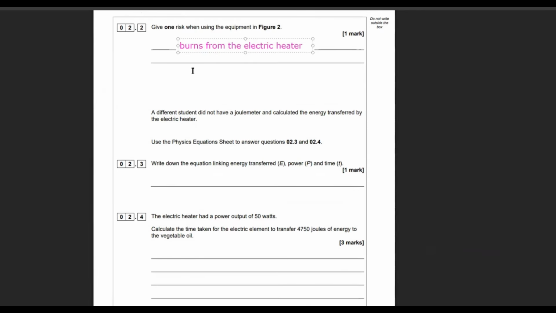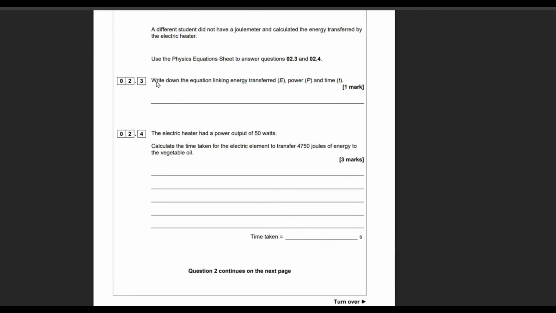Now, did it ask me for a precaution or safety? No, it said give one risk. It didn't say state a safety precaution. So I don't need to say wear gloves, switch the heater off, allow it to cool, be careful. I don't need to say any of that. Okay, that's going to get us the mark. Lovely, because it just wants the risk. That is the risk. We could reduce it by taking some safety measures, but they haven't asked that.